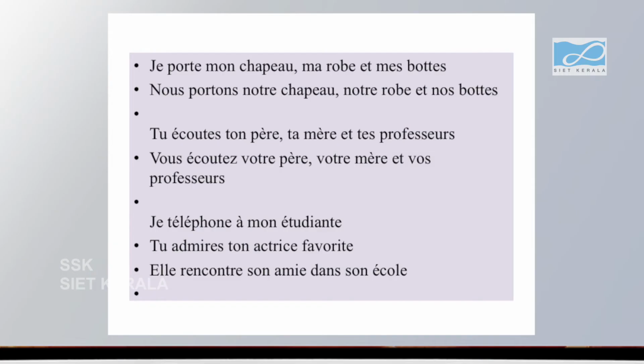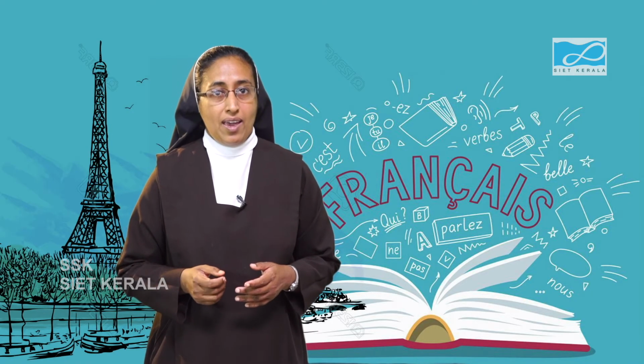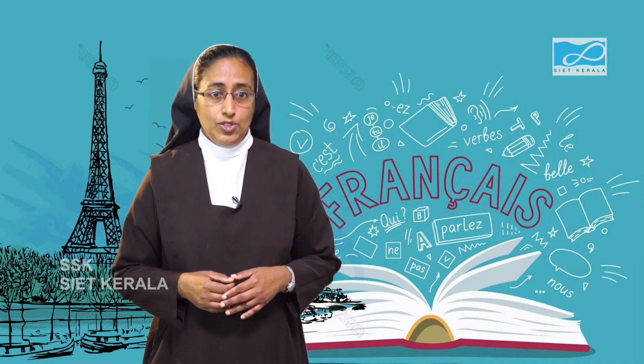We move on to the next sentence. Je téléphone à mon étudiant. I telephone my student. Now here in this sentence, that word étudiant, a noun, is feminine singular, but we have made use of MON and not MA. Okay? So that is an exception. We need to understand that if a feminine singular noun begins with a vowel, the possessive adjective ma, ta and sa changes into mon, ton and son. So that's why instead of ma we get mon. Je téléphone à mon étudiant.